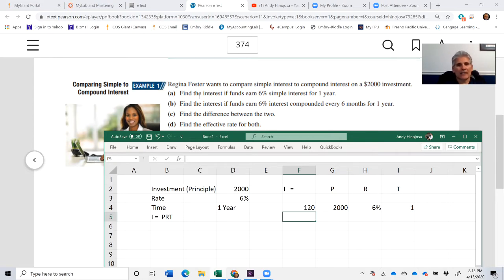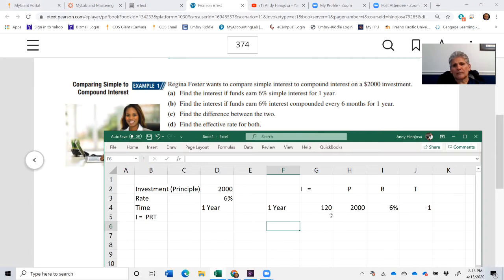That resolves A. Then it says, find the interest if the funds earn 6% compounded every 6 months for 1 year. Now, to do it every 6 months, we're really going to have to do this computation twice. We're going to do the first 6 months, and we're still going to use the formula I equals PRT. So 2,000 is still going to be the investment. The rate is still going to be 6%.